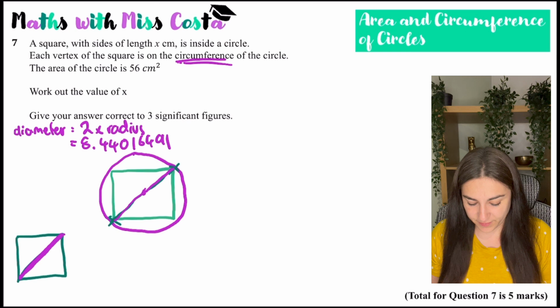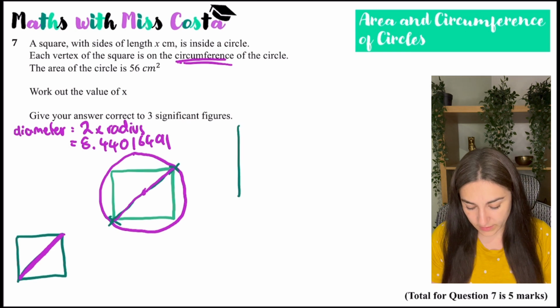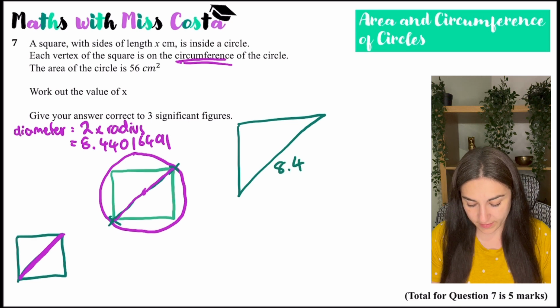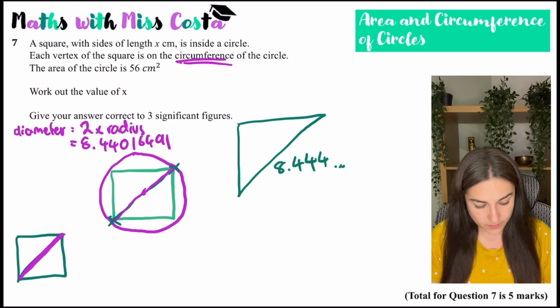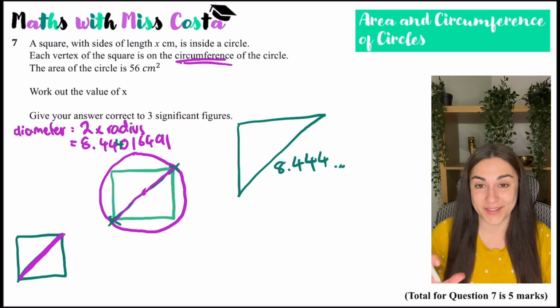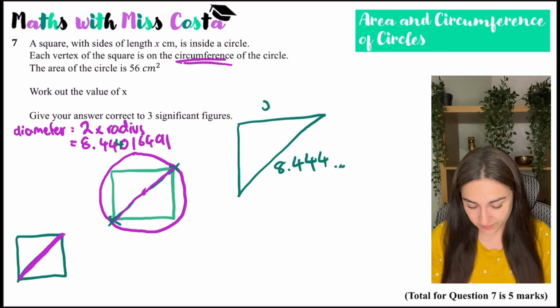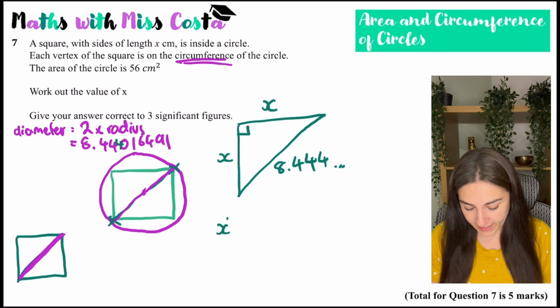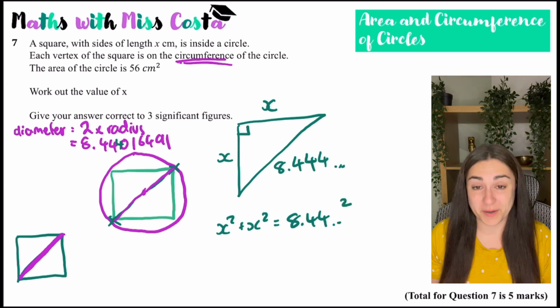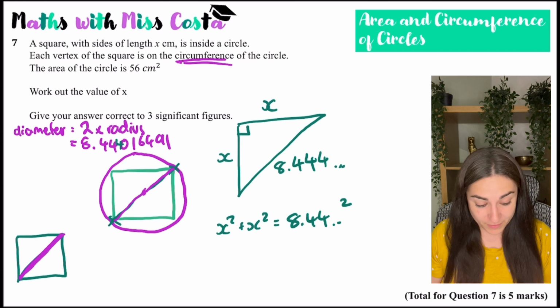Now, here is where I need to just do a little bit of problem solving and thinking. So what do I know? I need to figure out what x is. So I could imagine that this is a triangle with a hypotenuse of 8.44. I missed out a 4 there. And it's a square, so the sides are all equal. So if this is x, this is also going to be x, and I can use Pythagoras. So I know that x squared plus x squared must equal 8.44 squared. Sorry, I've got a bit of a cold and my voice goes sometimes.